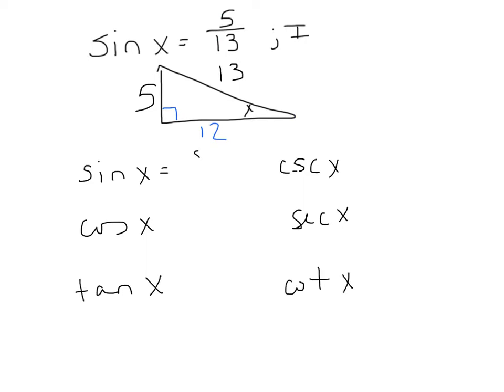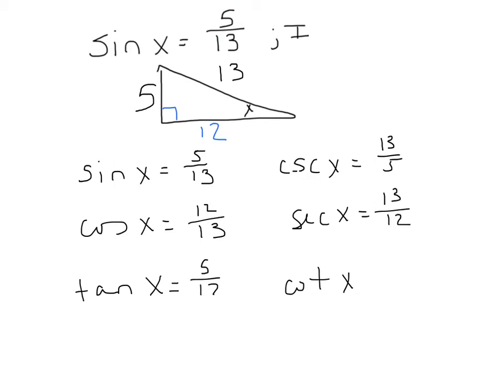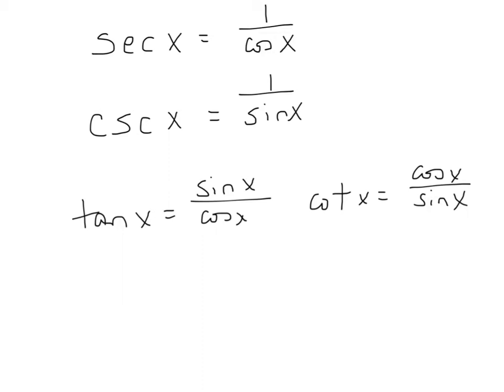So sine was given as 5/13, which means cosecant is going to be 13/5. If cosine is adjacent over hypotenuse, we get 12/13. Secant's the reciprocal of that, 13/12. Tangent will be the opposite over the adjacent, 5/12. Cotangent will be 12/5.